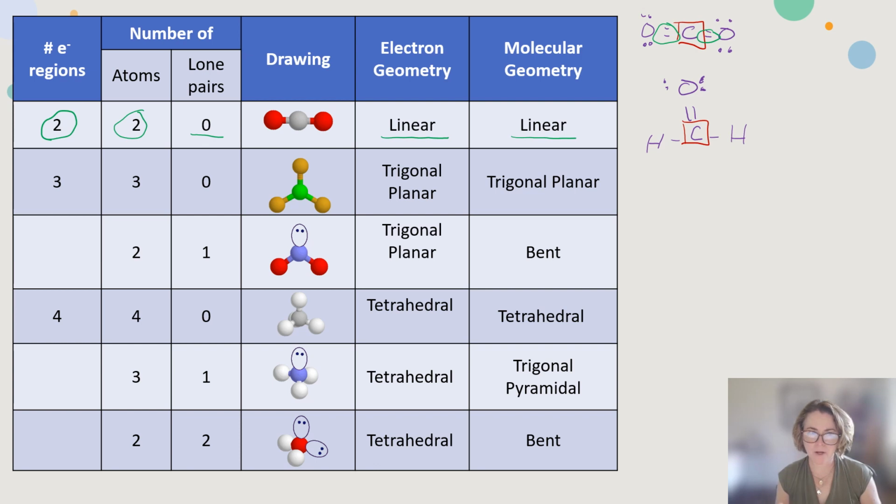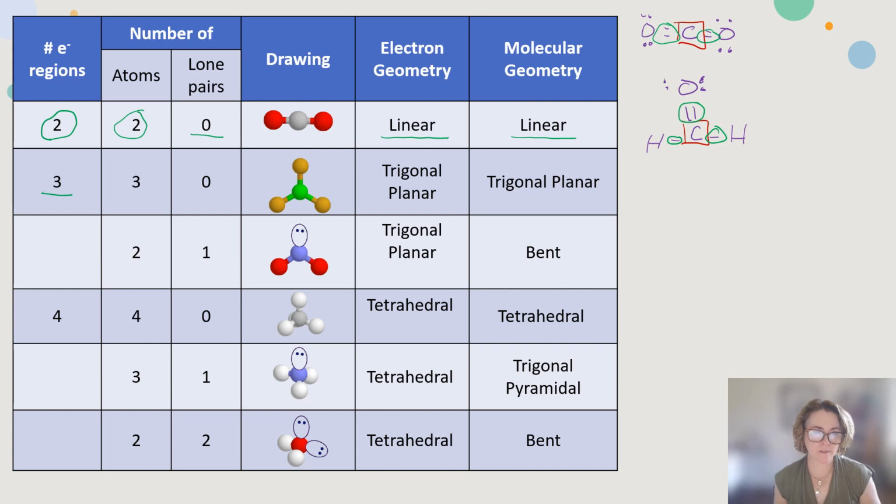And then I want to count up the number of electron regions around the carbon. I have a single bond, a double bond, and a single bond. So single bond, double bond, single bond is going to give me 3 regions around that carbon.